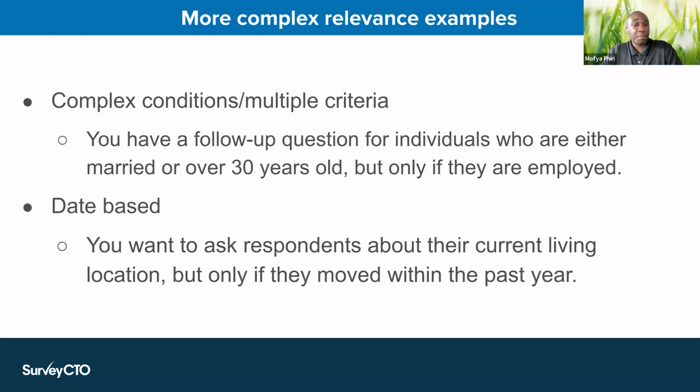You can also do date-based relevance. For example, you might want to ask about the respondent's current living location, but only if they've lived in a certain place for over a year. Okay. And so you can use date conditions to be able to manage that. So these are just some examples that show how SurveyCTO's relevance feature can adapt your form so that you have more nuanced data collection.